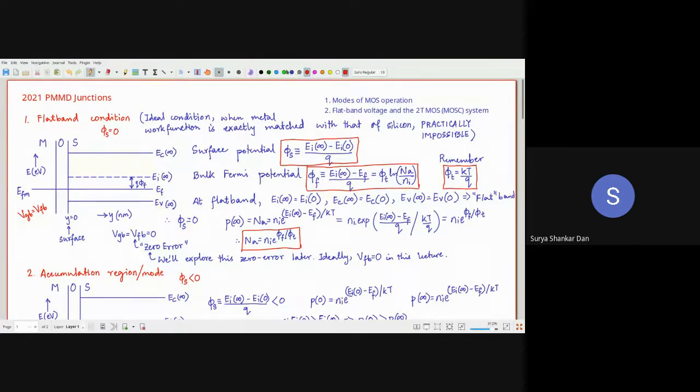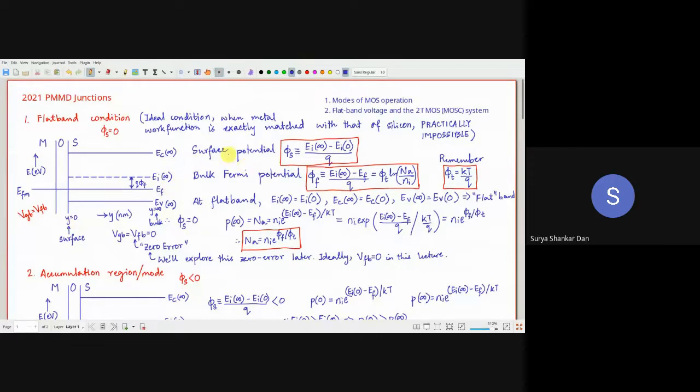So every time I say something is at the bulk, that means it is deep inside the substrate, as I have shown over here. Y equal to infinity represents the bulk. Y equal to 0 represents the surface. Okay, everybody? So these are the basic definitions at the very beginning.